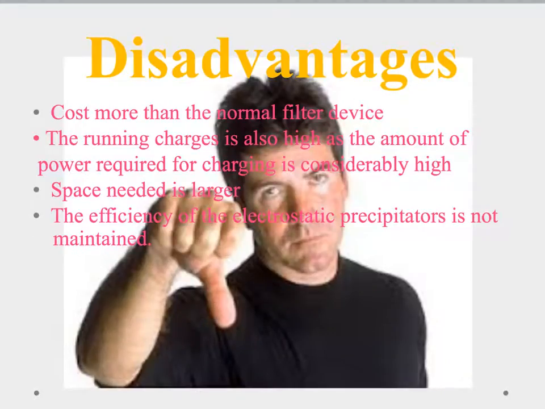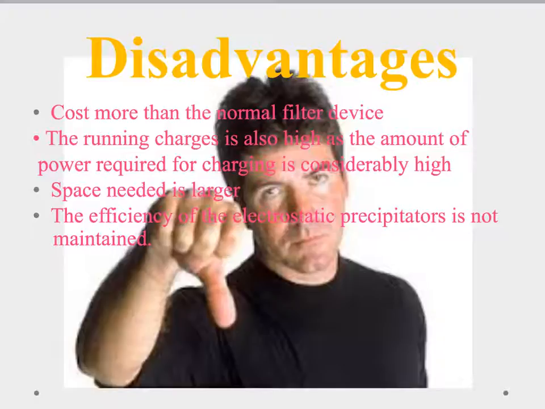Sadly, there are also disadvantages of using electrostatic precipitators. The first one is that for the modern thermal power plant, direct current DC is not available. Hence, to operate this kind of electrical equipment, AC needs to be converted to DC, and this eventually will cost a lot. Second, the running charges are also high as the amount of power required for charging is considerably high.